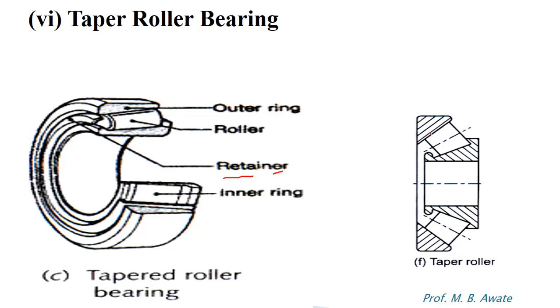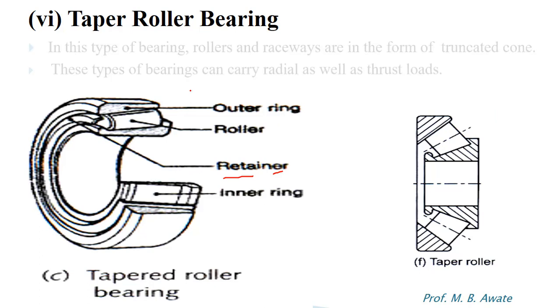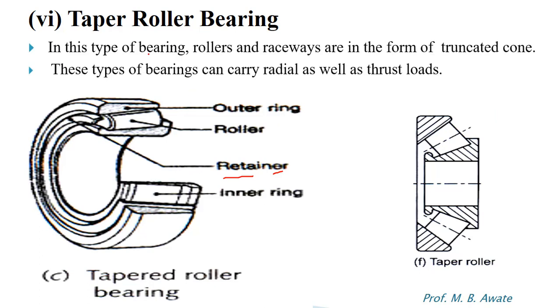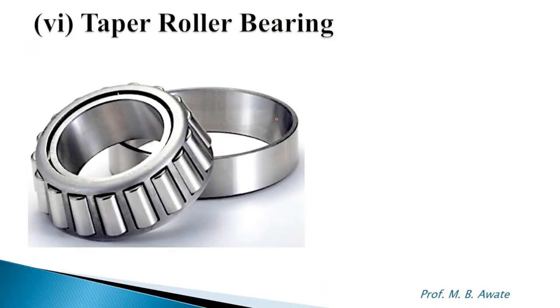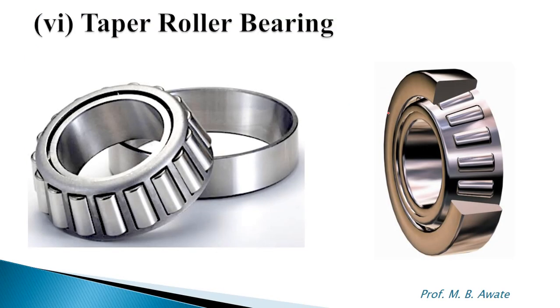This is the inner race, this is the outer race, but they are in the form of a truncated cone. So in this type of bearing, rollers and raceways, meaning inner race and outer race, are in the form of a truncated cone. And what is the advantage of this type of bearing? This type of bearing can carry radial load as well as thrust load. So this is a figure of a taper roller bearing. These are in the form of a truncated cone.